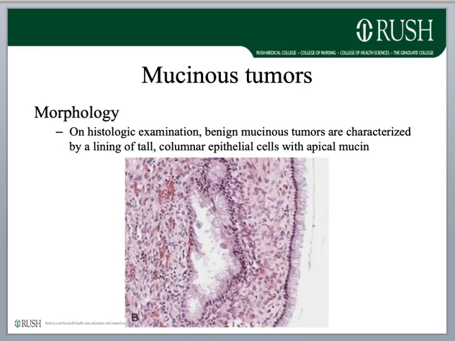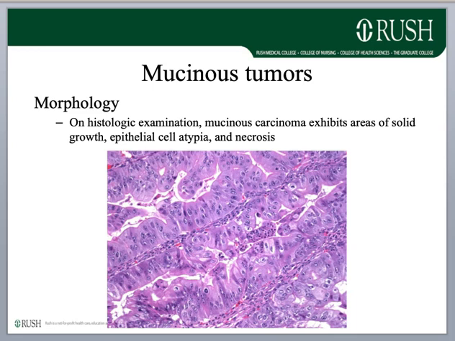So on histologic examination, benign mucinous tumors are characterized by a lining of tall columnar epithelial cells with abundant, apically oriented intracytoplasmic mucin. Mucinous carcinomas, on the other hand, demonstrate confluent glandular growth and evidence of expansile invasion. The tumor cells exhibit solid growth, epithelial atypia and necrosis, but can still be demonstrated to contain intracytoplasmic mucin.